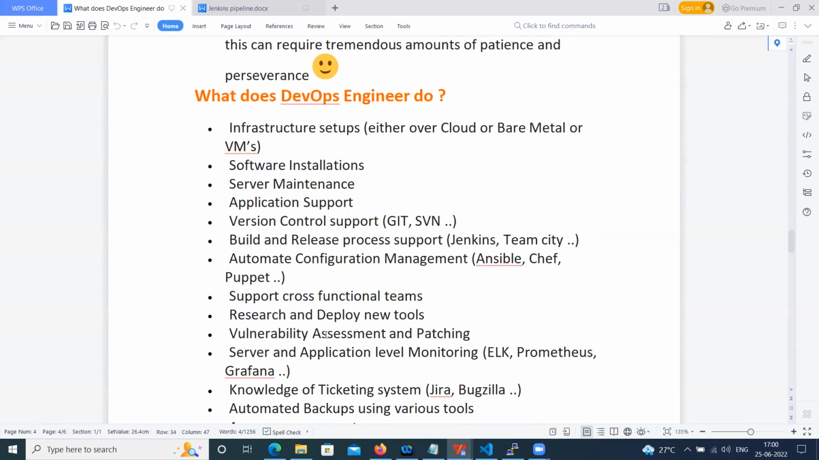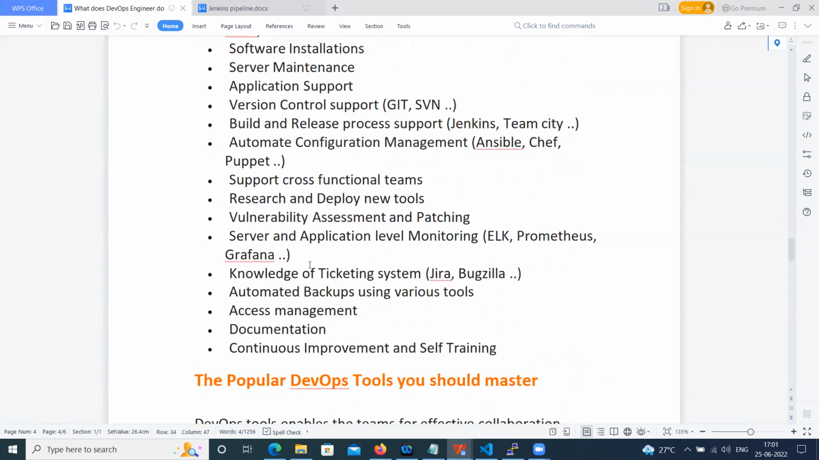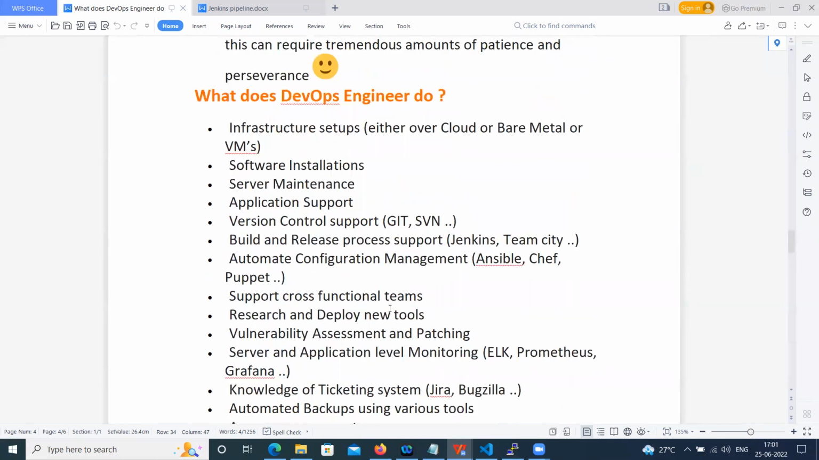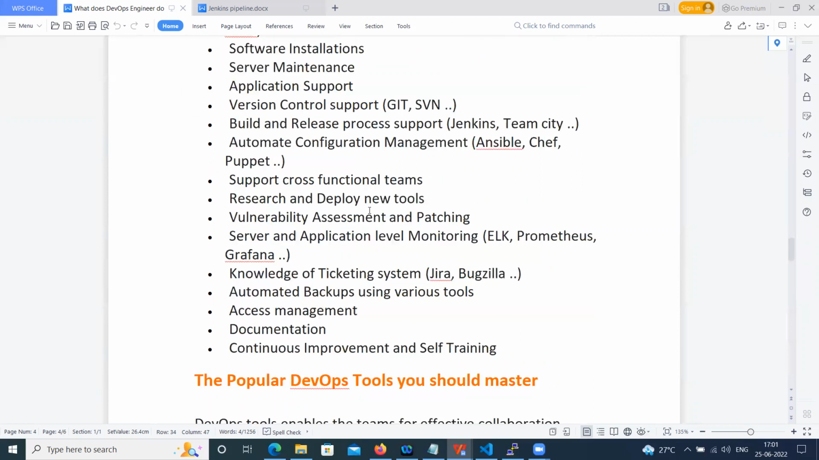So this comes under security. This comes under system admin. This comes under DevOps, which means automation. This comes under system admin. Then server and application level monitoring using ELK, Prometheus, Grafana. Knowledge of ticketing systems like Jira and Bugzilla. Then automated backup using various tools. Then access management, then documentation. If you are doing any research or POC, or you have done any new tool configuration, you should always do the documentation. Then continuous improvement and self-training. These are the day-to-day activities a DevOps engineer does.